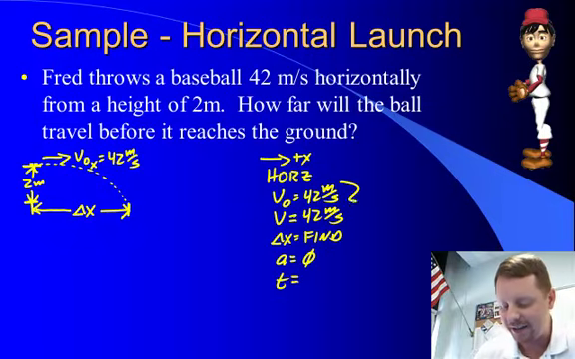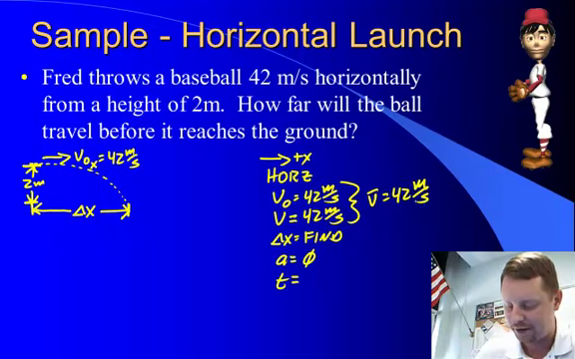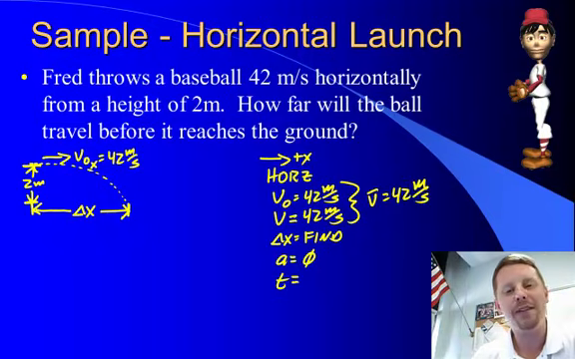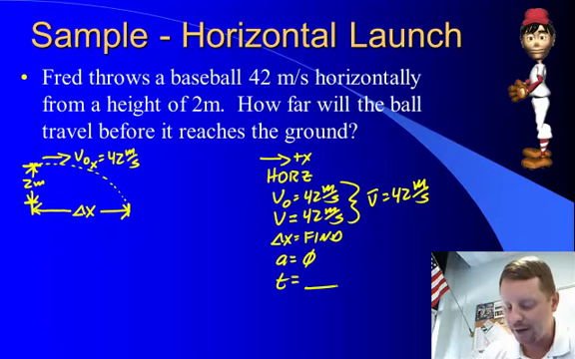So it looks like we know three things, v naught, v, and a. But in reality, since v naught and v are really the same piece of information, we could even say that v average is 42 meters per second. But that's the same piece of information. So we only really know two things, and we need three to use our kinematic equations. So we've got to find some way to figure out time.